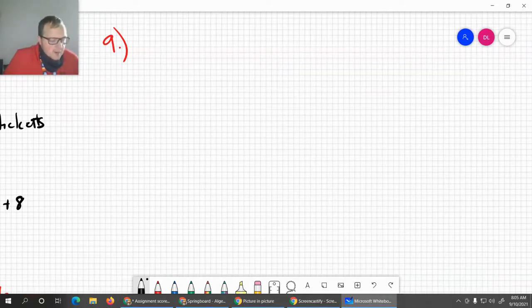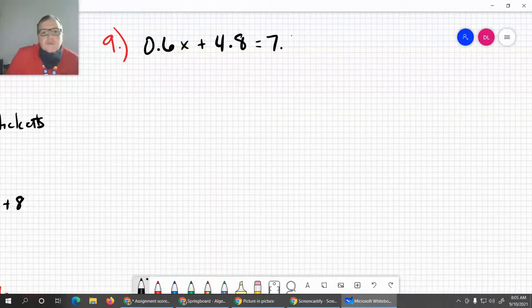Use the multiplication property of equality to rewrite the equation 0.6x plus 4.8 equals 7.2, so that the numbers in the problem are integers and not decimals.